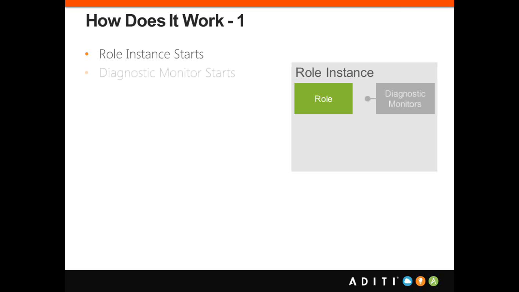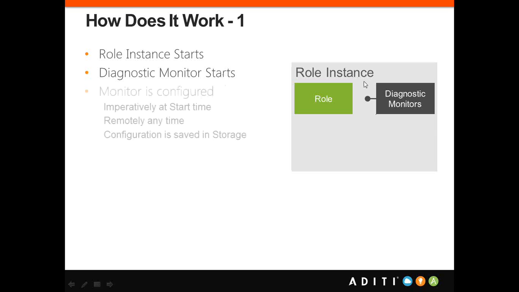On the same role instance, this box represents a virtual machine, and this box is actually a process which is running that role, web role or worker role. So when the role instance starts, the diagnostics monitor also starts, and this is a different process. You can see it's a separate process called the diagnostics monitor. Then the binding between the role and the diagnostics monitor is done through configuration. So we say the monitor is configured, and there are multiple ways to configure that monitor. It could be done imperatively at start time, where you write specific code. Then you can do that remotely using PowerShell command scripts or some other code.